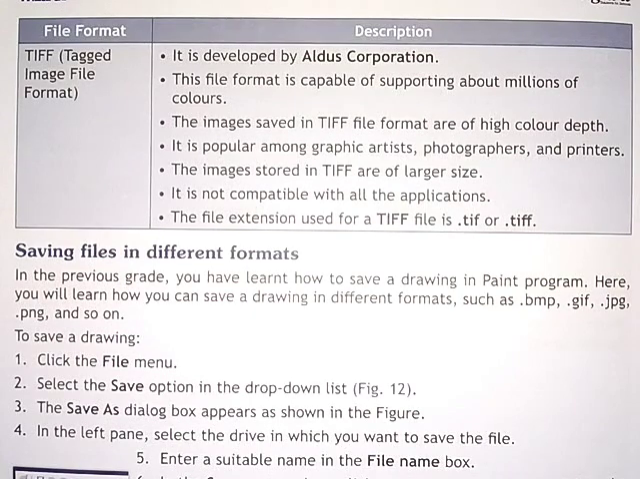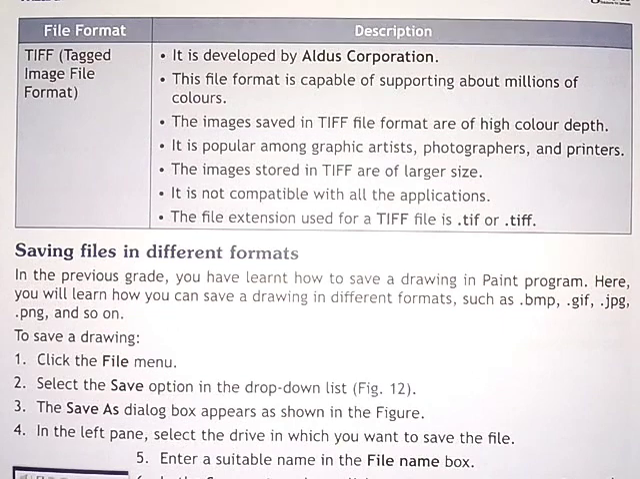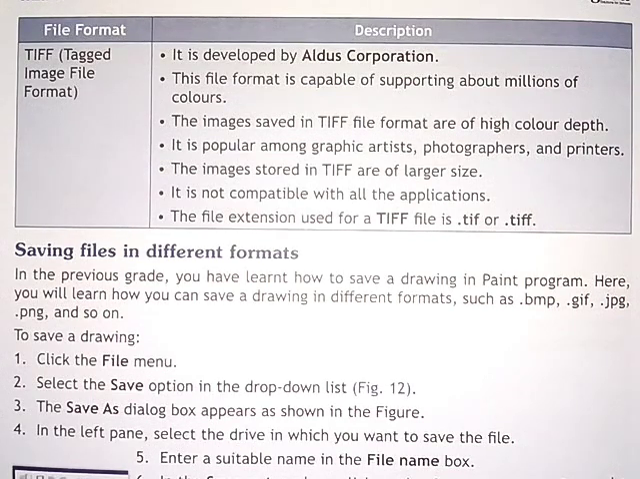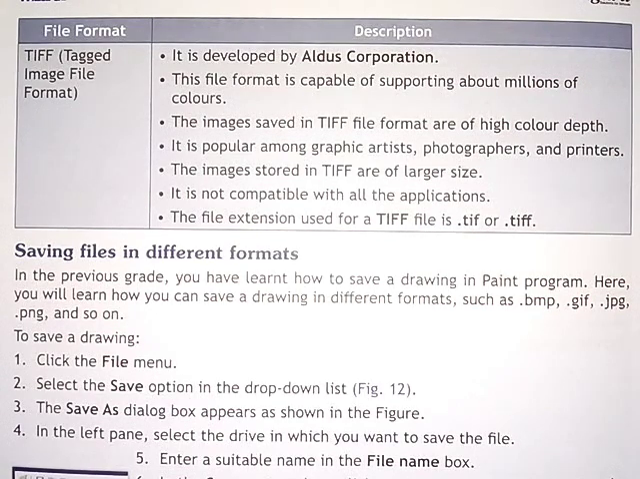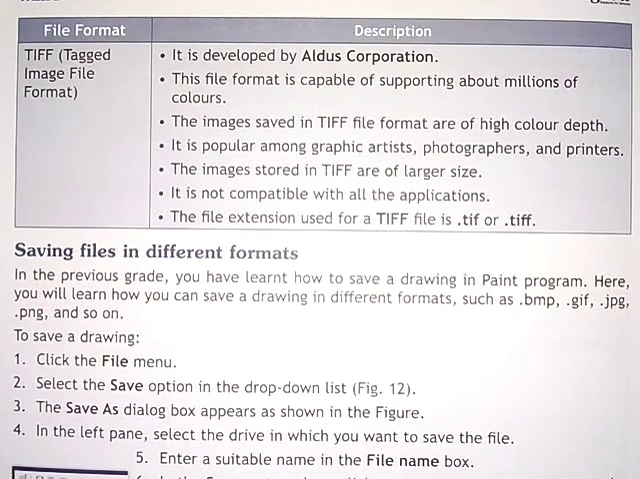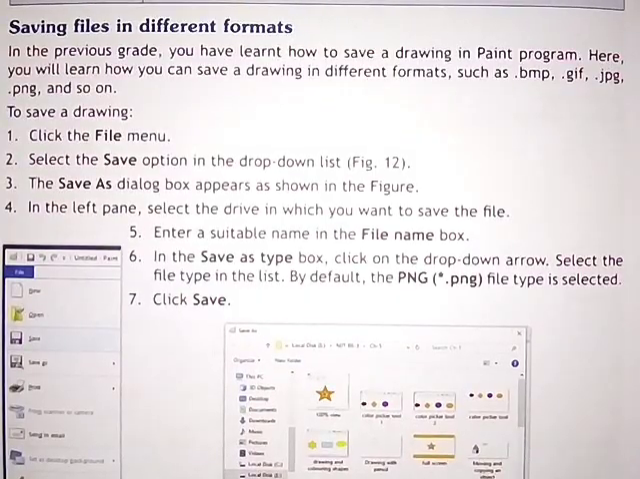TIFF. It is developed by Elders Corporation. This file format is capable of supporting about millions of colors. The images saved in TIFF file format are high color depth. It is popular among graphic artists, photographers and printers. The images stored in TIFF are of larger size. It is not compatible with all the applications. The file extension used for a TIFF file is .tif or .tiff. Saving files in different formats.